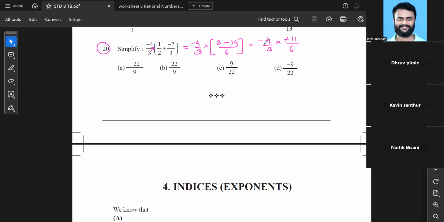First of all, I'll cancel the minus and minus sign. Then 4: 2 2s are 4, 2 3s are 6. In the numerator, I have 2 and 11. When I multiply them, I get 22. In the denominator, I have 3 and 3. When I multiply, I get 9. So 22 upon 9 is my correct answer.